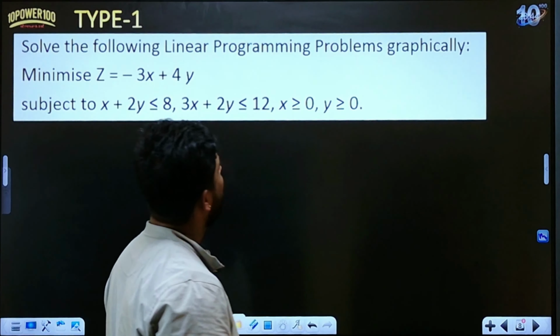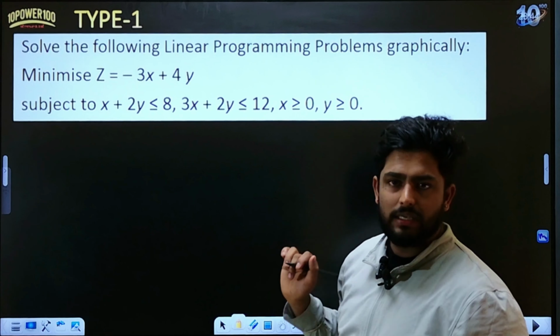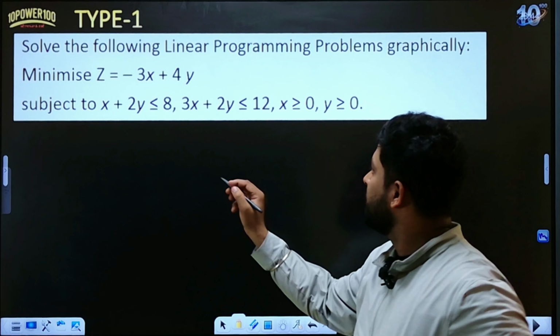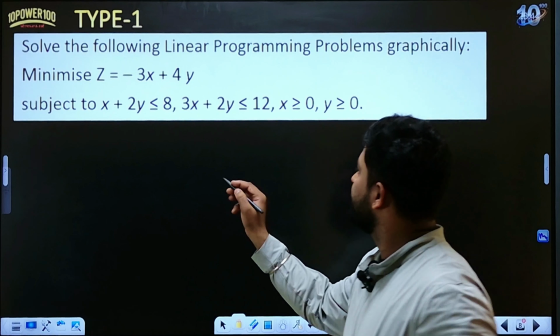The next sum is: solve the following linear programming problem graphically. Here they are asking us to minimize, so we have to find the minimum value of z. Subject to the constraints, we have got 2 inequalities. First thing is writing these as equations: x plus 2y is equal to 8, and 3x plus 2y is equal to 12, right? So these two we have written in the form of equations.